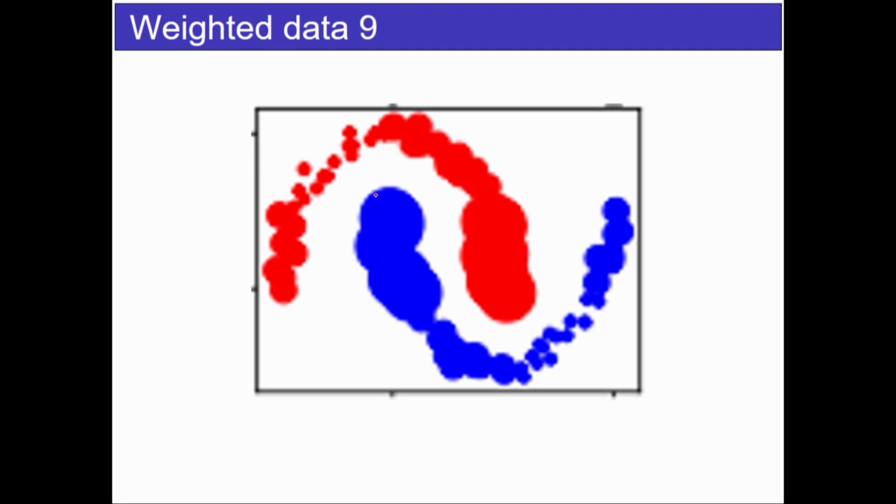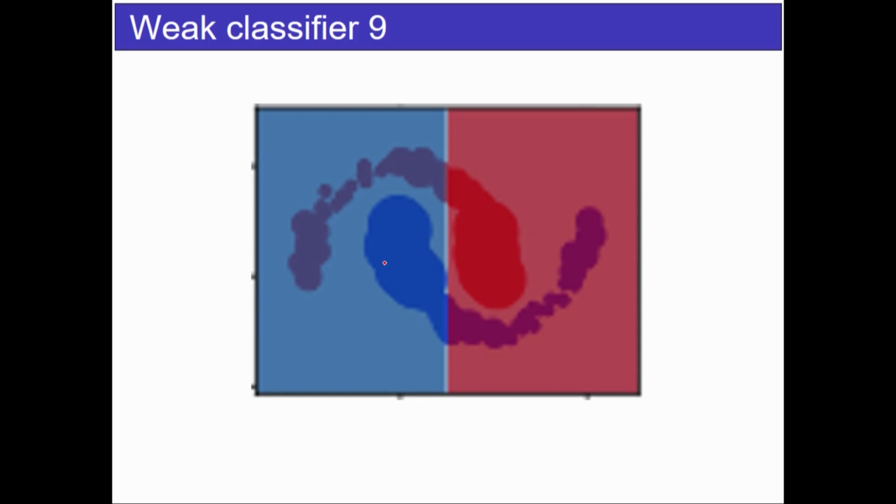Because this set you've gotten almost always wrong, its weight has become bloated to such an extent that almost nothing else matters. Your next weak classifier is forced to get these two correct. Now all the others don't matter that much. Because the weights have multiplied by about 2 every time, these are very, very wrong compared to other things which are mostly correct. So now finally your weak classifier 9 is going to draw a line in the middle, which is enough to distinguish between these two.